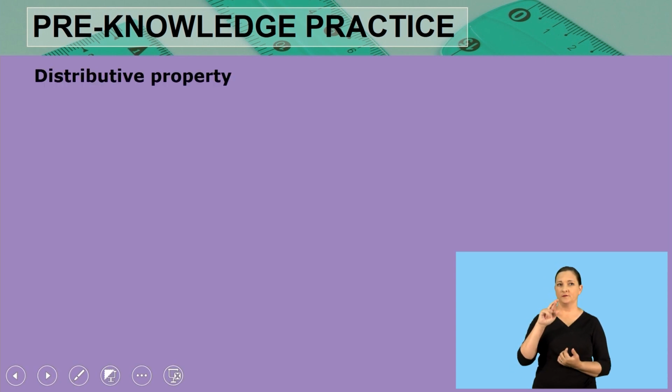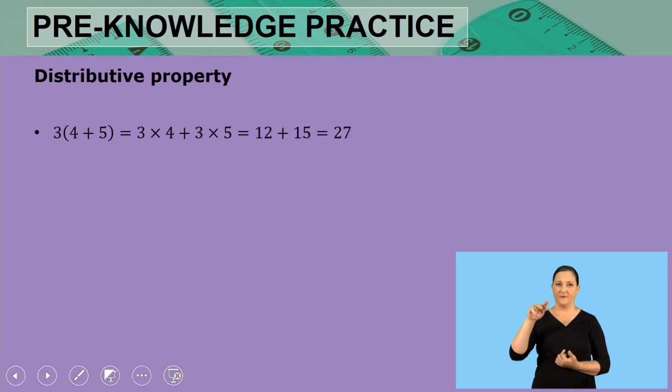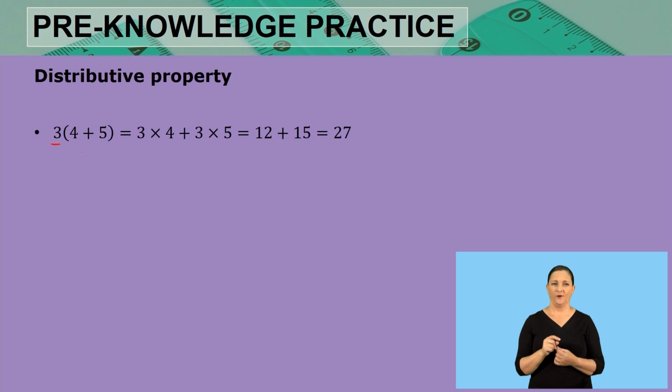What about the distributive property? Just to remind you there, if I have a number outside of a bracket and I have two numbers inside the bracket, then this means that this number can distribute to both of them. So that will be 3 multiplied by 4, and that will be 3 multiplied by 5. So now 3 multiplied by 4 is 12, and 3 multiplied by 5 is 15. When we add 12 and 15, our answer is 27.